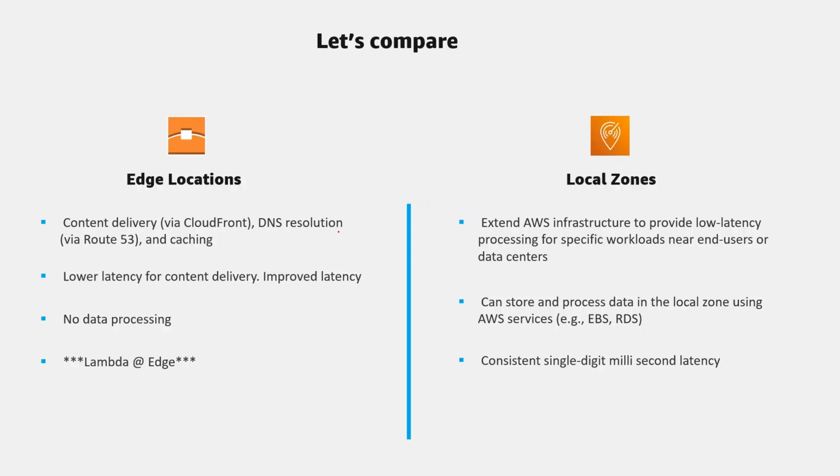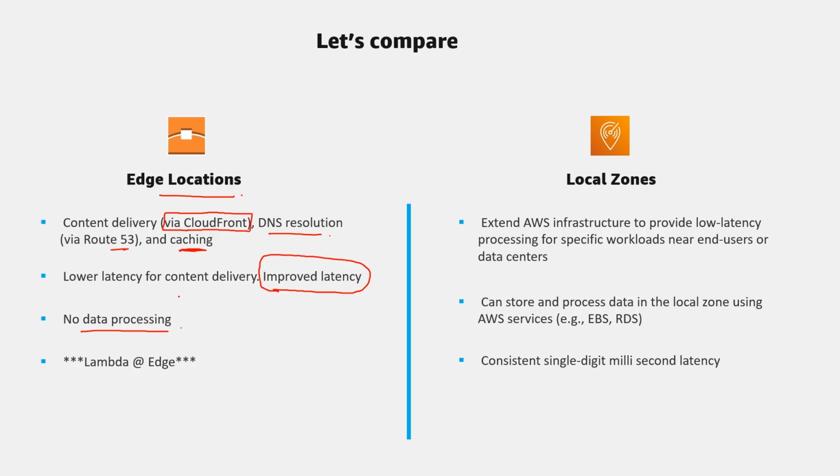All right, let's have a little comparison now. Let's compare them. So edge locations, content delivery. Okay, so whenever you hear an edge location, point of presence, it's a CDN and it's for content delivery via CloudFront, the CDN of AWS. And DNS resolution via Route 53 and caching. So it improves performance by caching content. Okay, so we get lower latency for content delivery, that is improved latency or better experience. Okay, and there is no data processing.